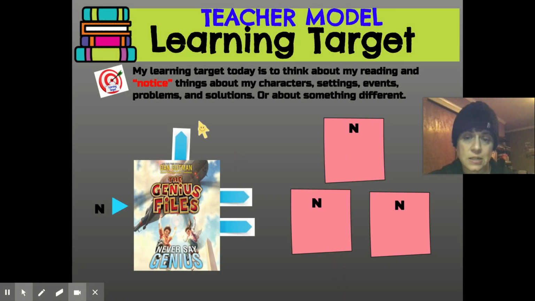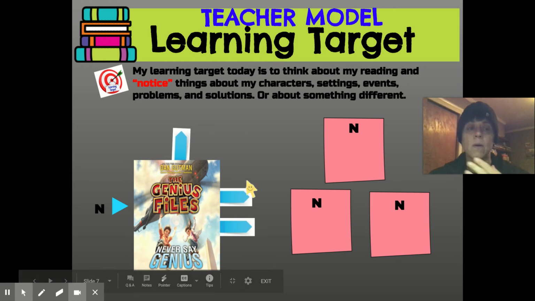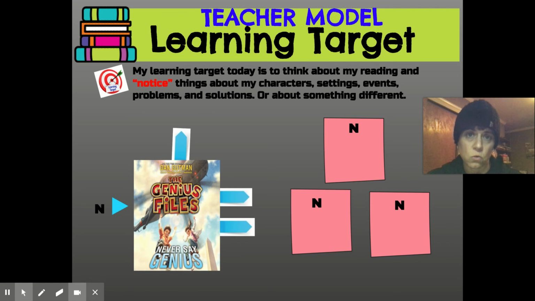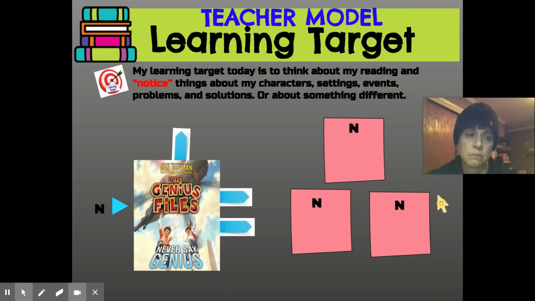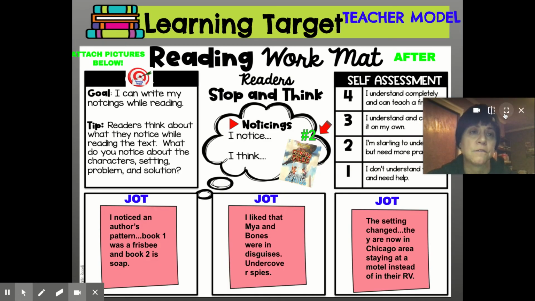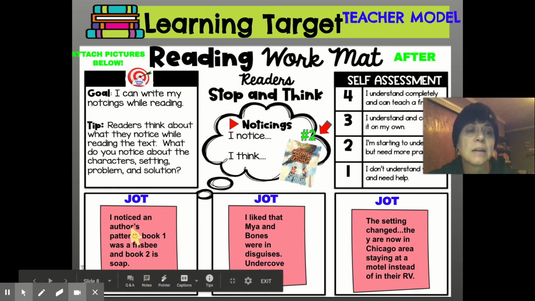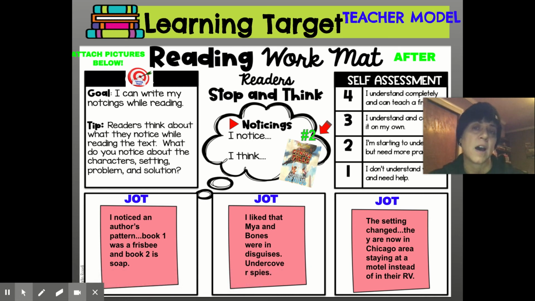Okay, so here's a second example. I'm going to show you noticing how I did it in my own workshop book. I'm reading The Genius Files, Never Say Genius, so I'm focusing on noticing. I marked my book with 3 tabs, and I have 3 Post-its ready to do my jotting. Notice it says right here, after my 30 minutes of reading, I'm going to attach pictures below. And I'm going to jot on my Post-it, what was it that I noticed?